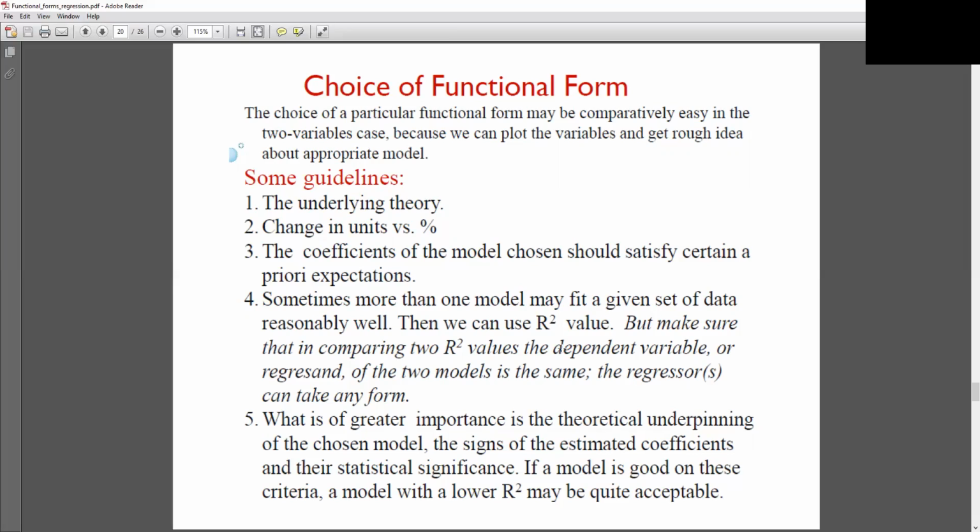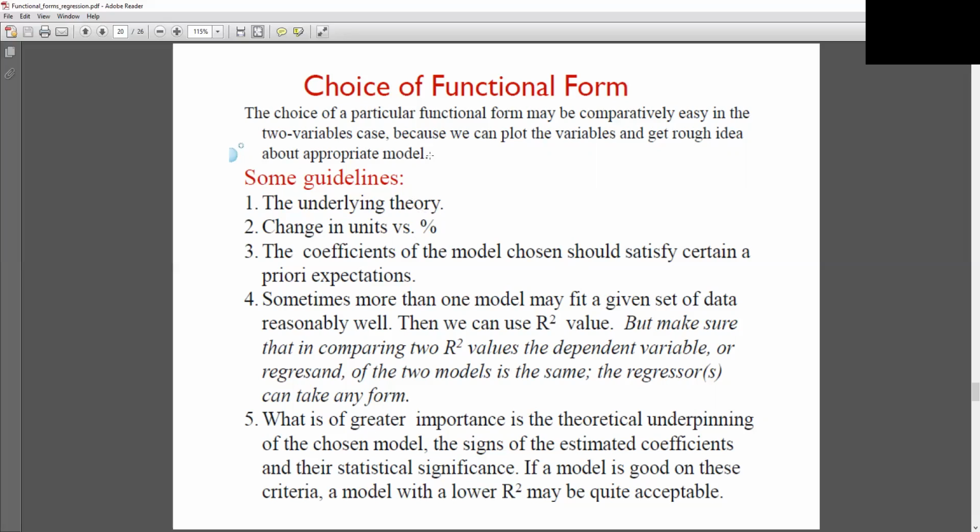Then apart from that, you can also choose a model on the basis of the adjusted R-squared value or R-squared value. You can compare the R-squared value if you have got 4 different models. If you want to select one model, you can select on the basis of adjusted R-squared value. The model which gives you higher value of adjusted R-squared, or if you're not able to obtain adjusted R-squared, you can go for R-squared. The model which gives you higher value of R-squared, you can select that model. But the only thing is that the dependent variable should be the same, right? So this is the choice of the functional form.